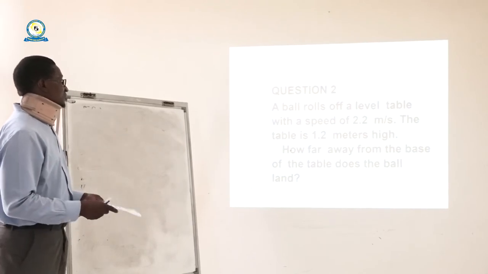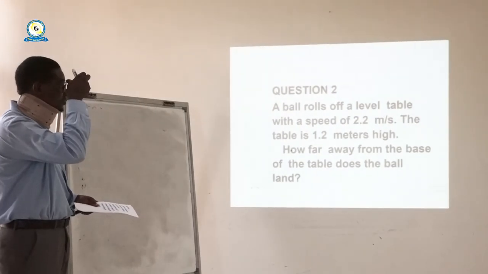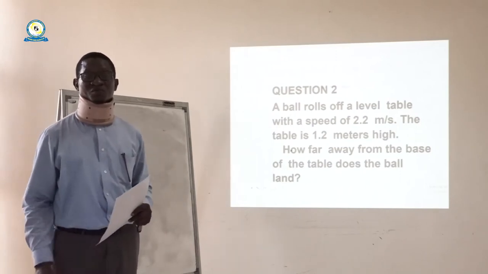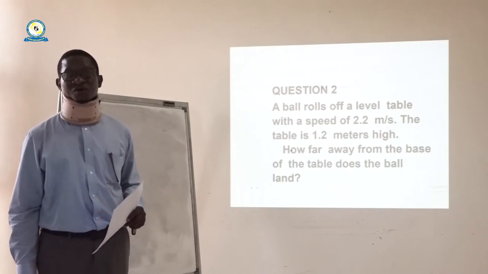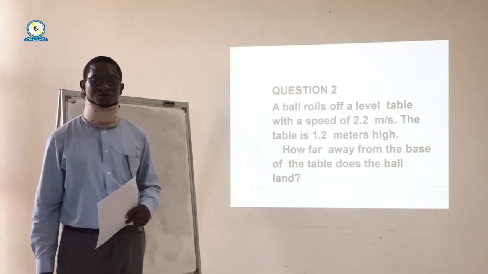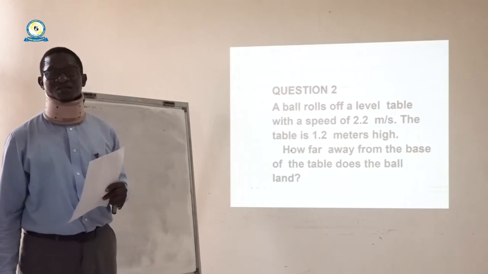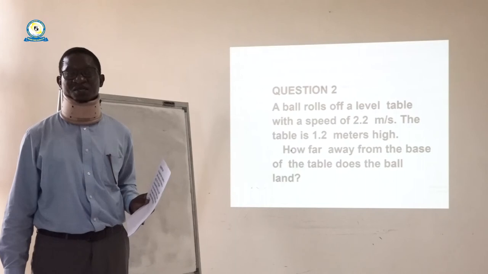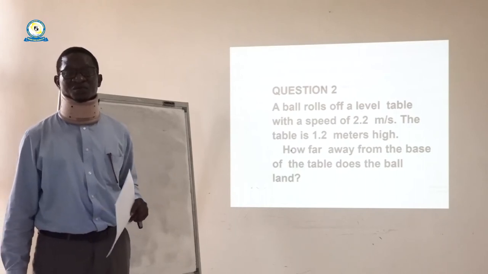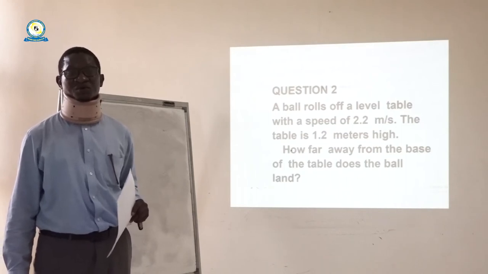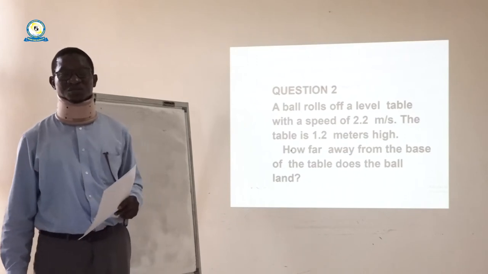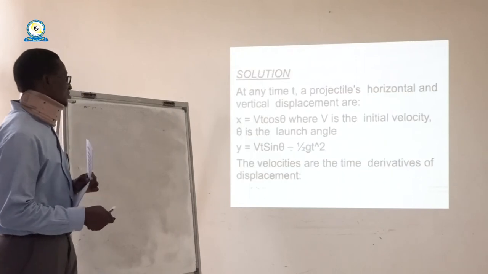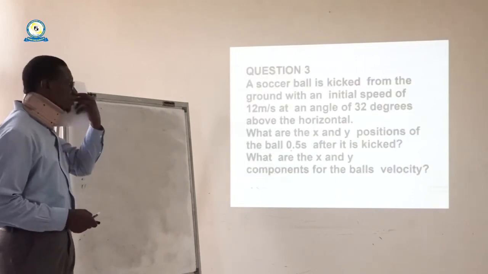Second question, a ball rolls off a level table with a speed of 2.2 meters per second. The table is 1.2 meters high. How far away from the table or base of the table does the ball land? This question is the same as the previous question, very same actually. The ball rolls off a table with a speed of 2.2 meters per second. The table is 1.2 meters high. So this one, yourself students, we are going to solve it. This one has got a solution. You can follow it.